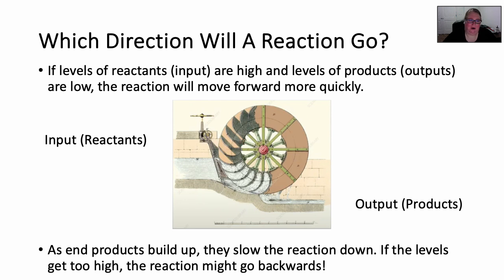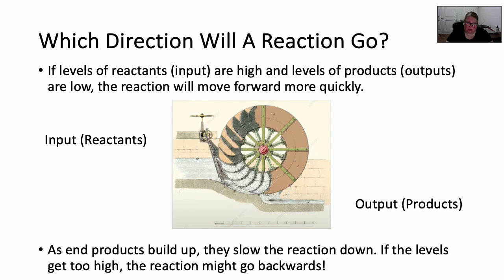Things in science like to go from an area of high concentration to an area of low. So the water is going to want to flow from here down to here. As it does that, it's going to push this water wheel and cause it to start turning, which is going to allow the water to come to this part. Okay, so in terms of reactions, this is a reaction moving forward. The bigger the water level difference or energy difference, the faster the reaction is going to happen. So we're going from high to low.